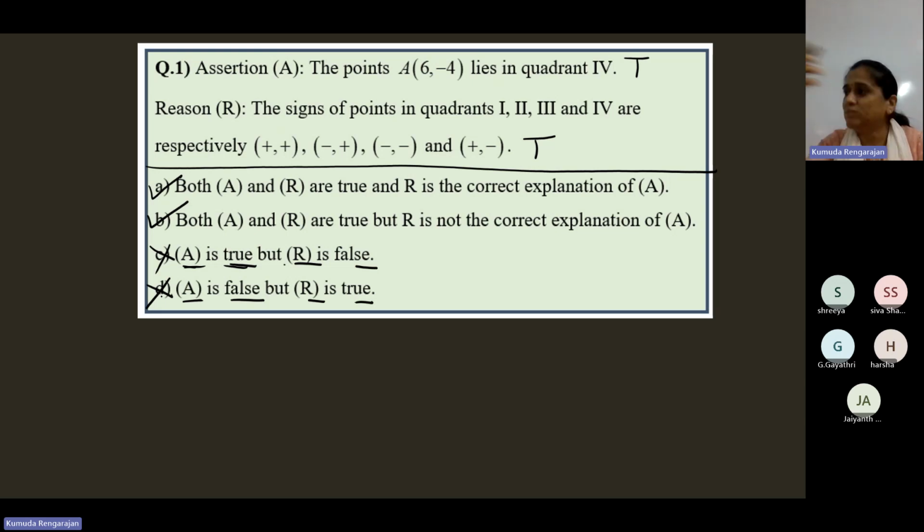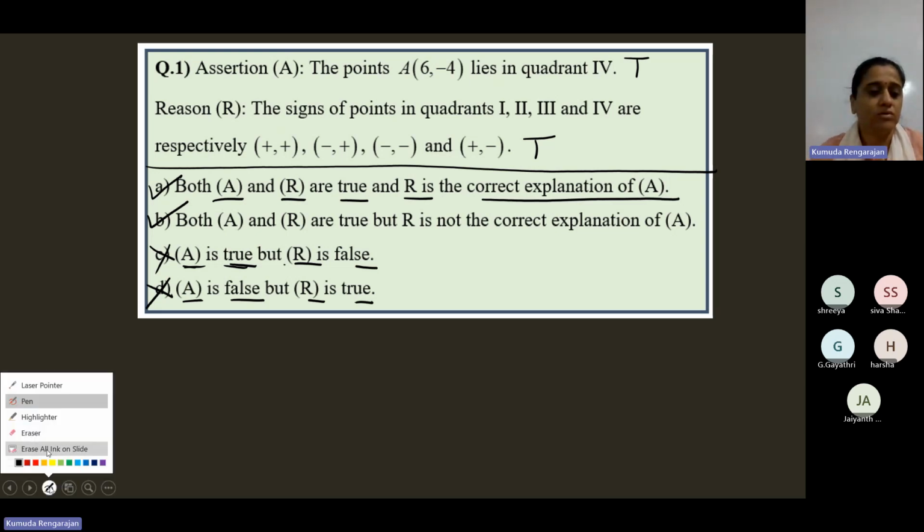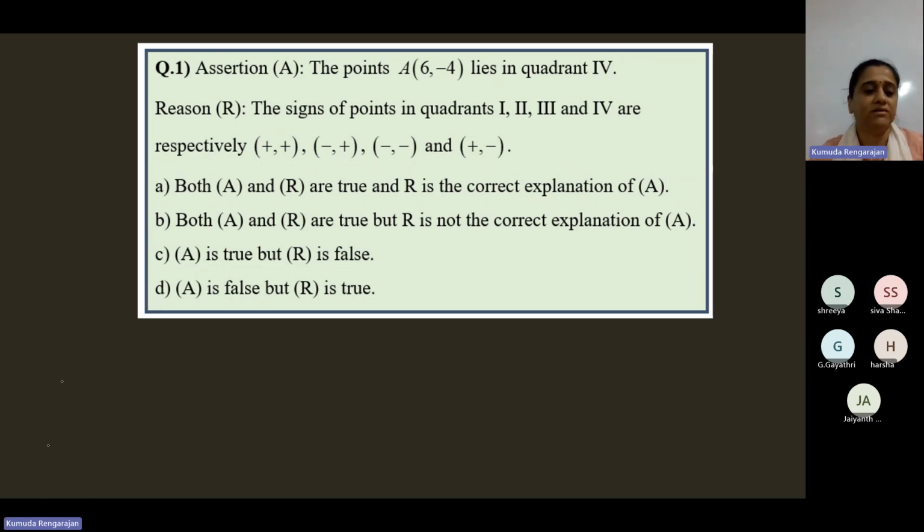Because R is talking about what is mentioned in A. So A and R are true, and R is the correct explanation of A. So answer, write option A. Just write answer option A.